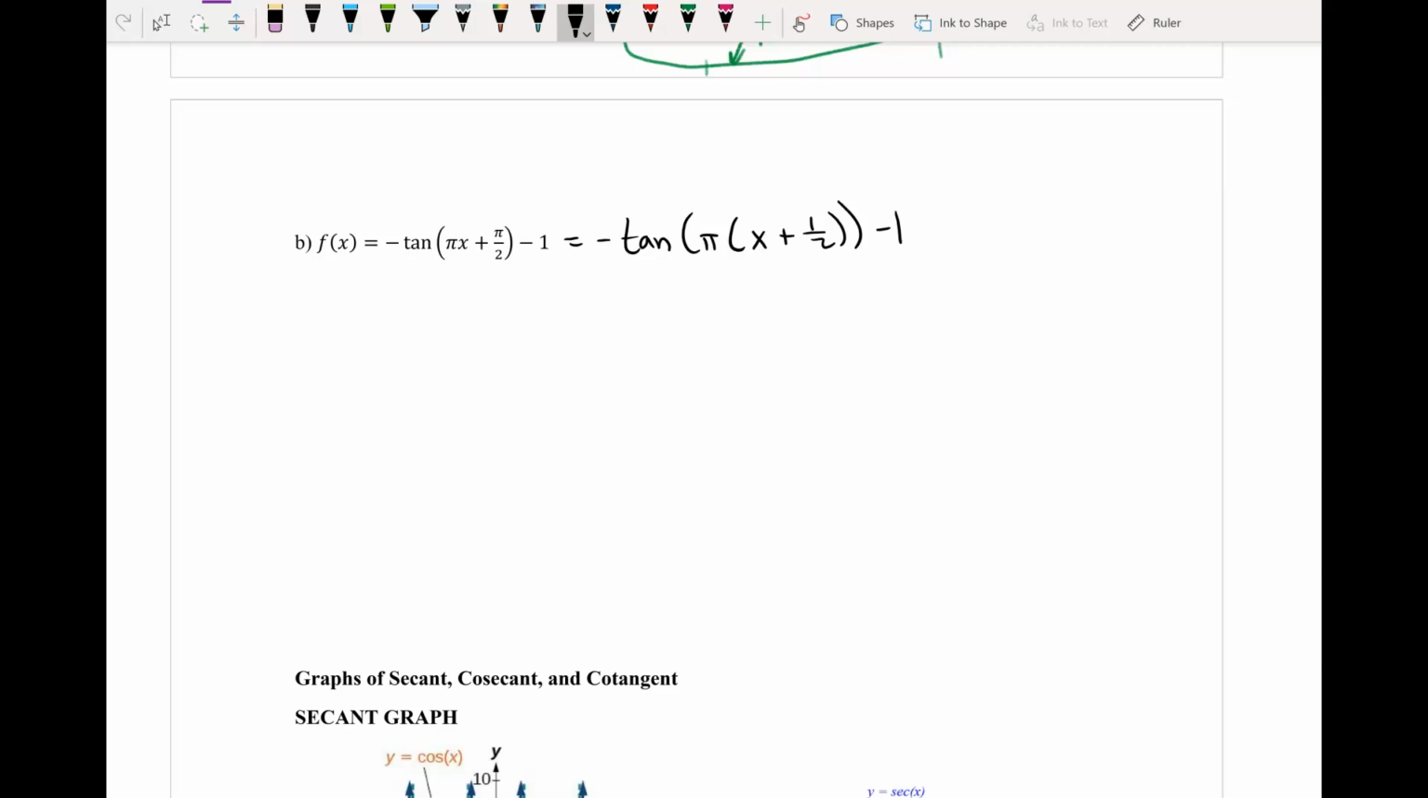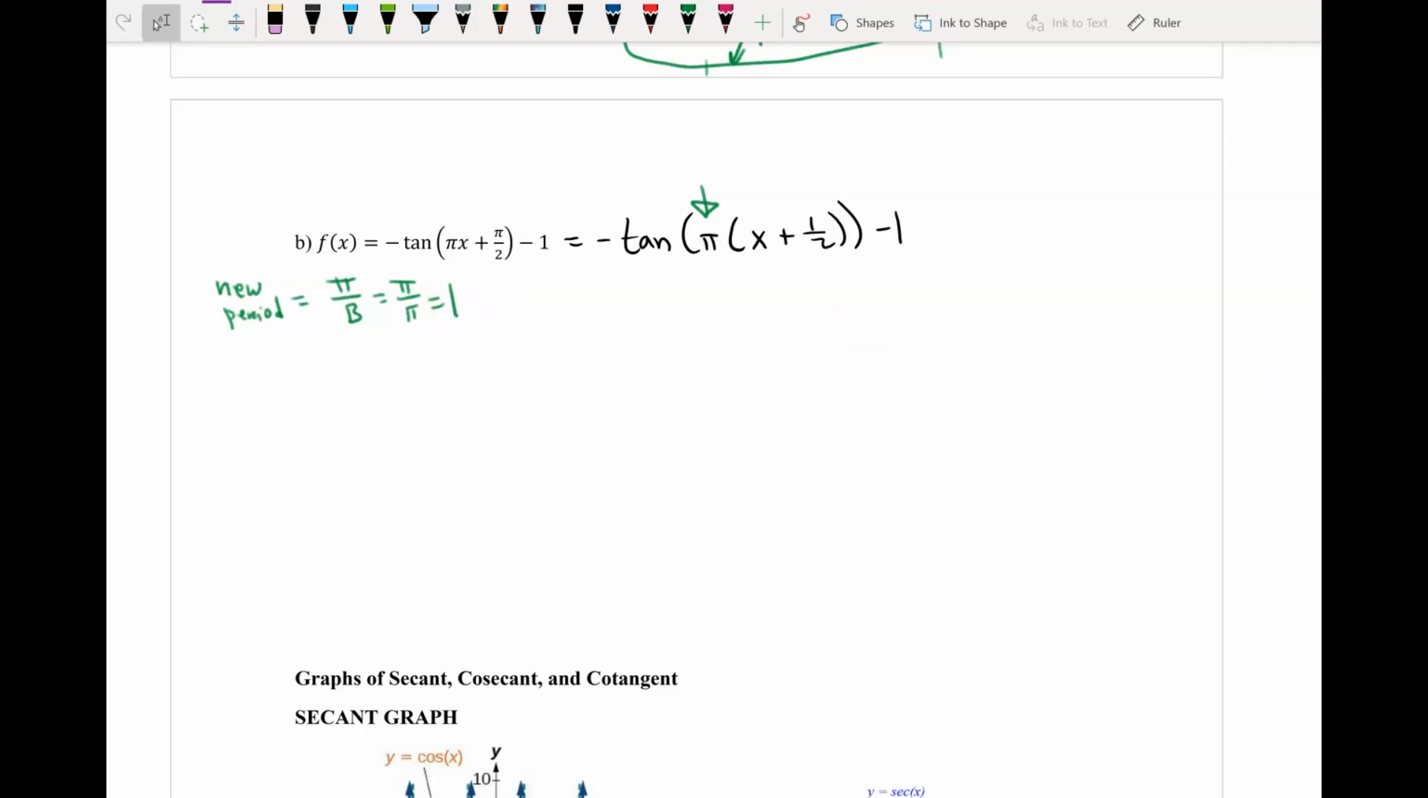Let's take care of the phase shift and the new period. Let's start off with the new period. The new period will be pi over b. In this case b is pi, so it's pi over pi, which gives me 1. So this whole thing is going to complete one cycle in 1 unit.